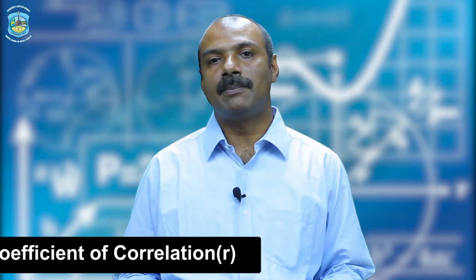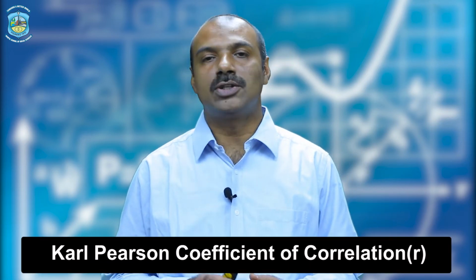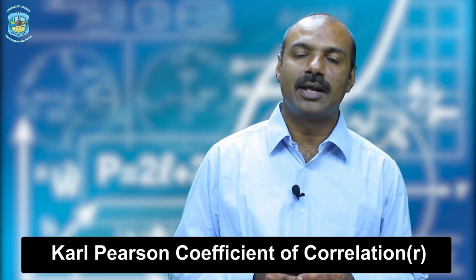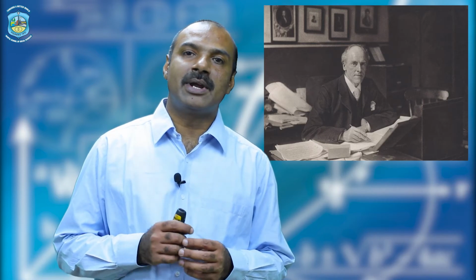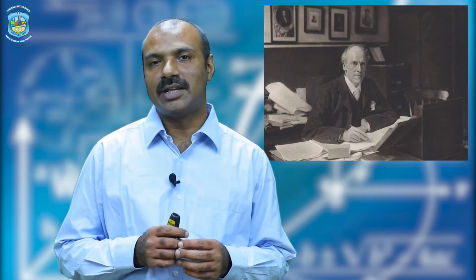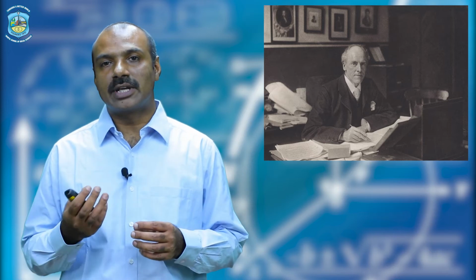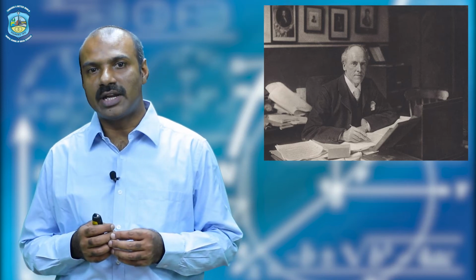In this video, we are going to discuss Karl Pearson's coefficient of correlation, which is denoted by the alphabet small r. Karl Pearson was a mathematician and a biostatistician. He has given many methods to describe how to calculate the coefficient of correlation. Basically, correlation is about the relationship between two variables.